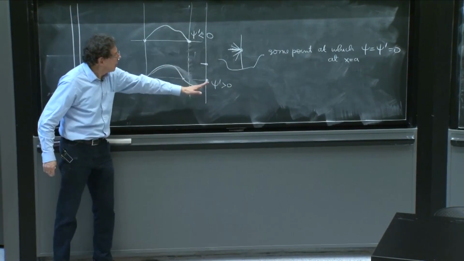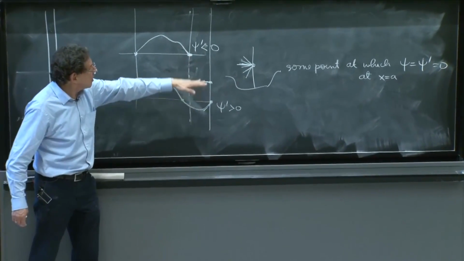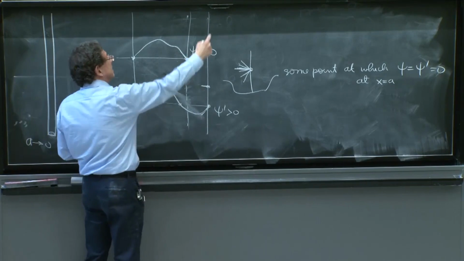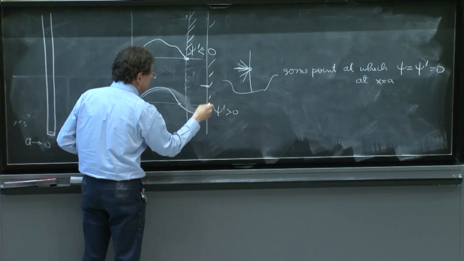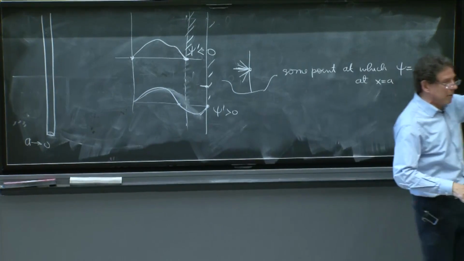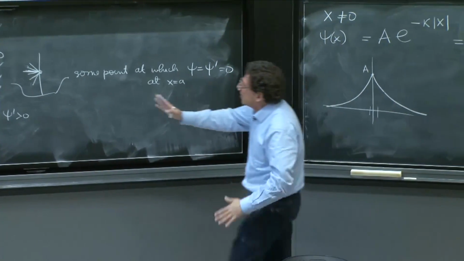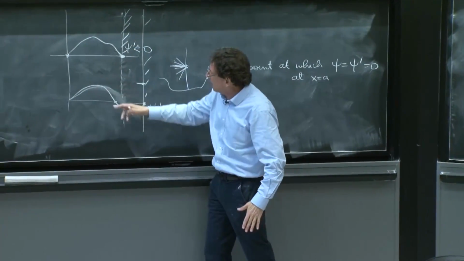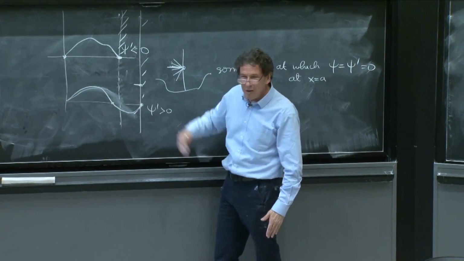Because psi prime here is positive and here is negative. So at some point it was 0, but since it's at the point where you have the infinite square well, psi is also 0, and you would have both psi and psi prime equal 0, which is impossible. So basically, you can't quite flip this and produce a node because you would have to flip here. And you can't do it.